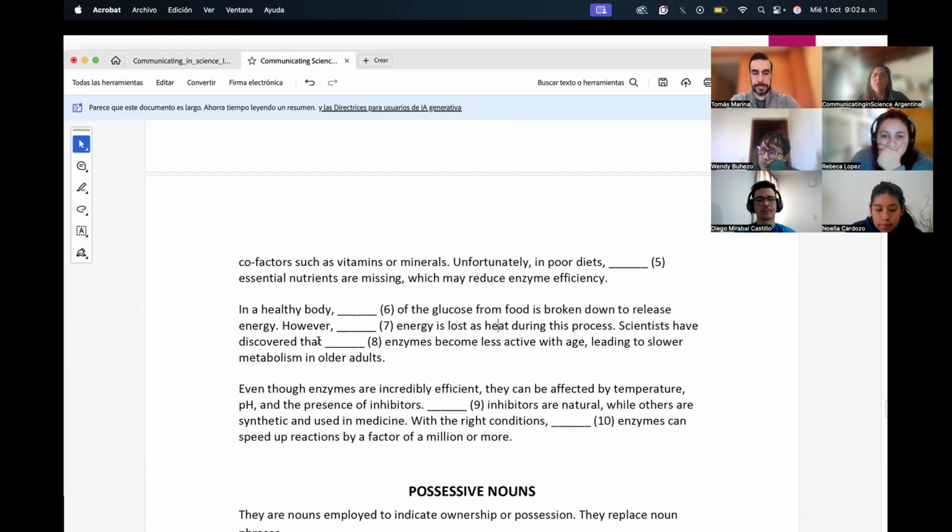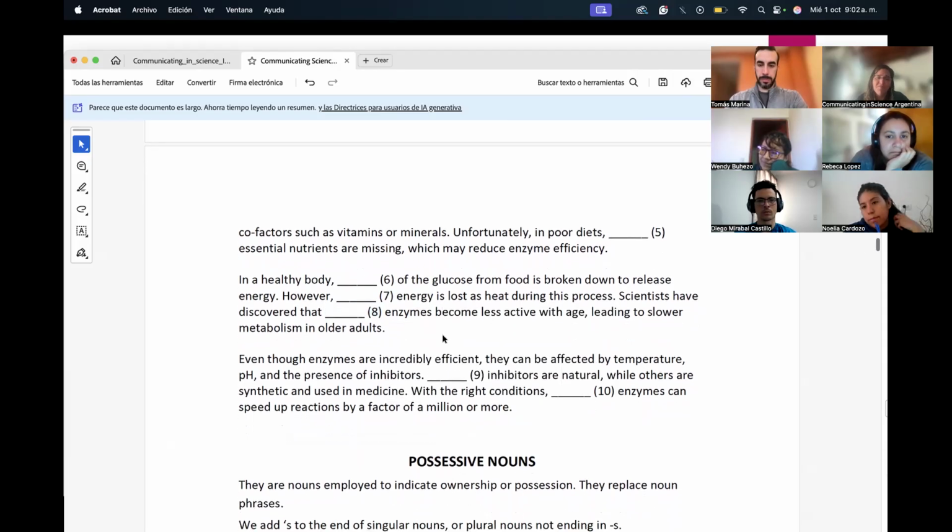Scientists have discovered that enzymes become less active with age, leading to slower metabolism in older adults. Yo pondría some. Some enzymes. I think that this is a generalized thing. Let's see the answers at the end, but some is possible, most is also possible.